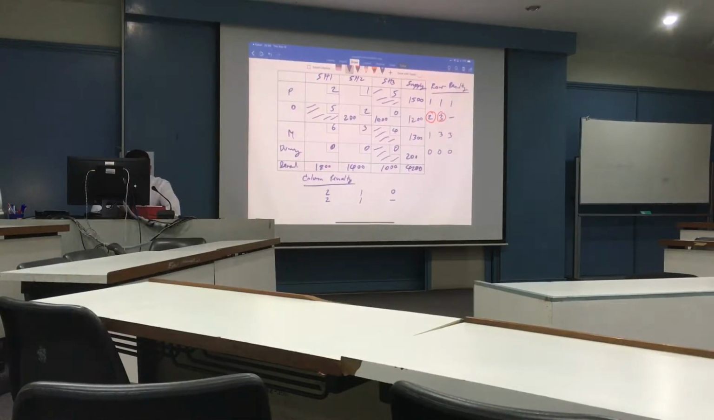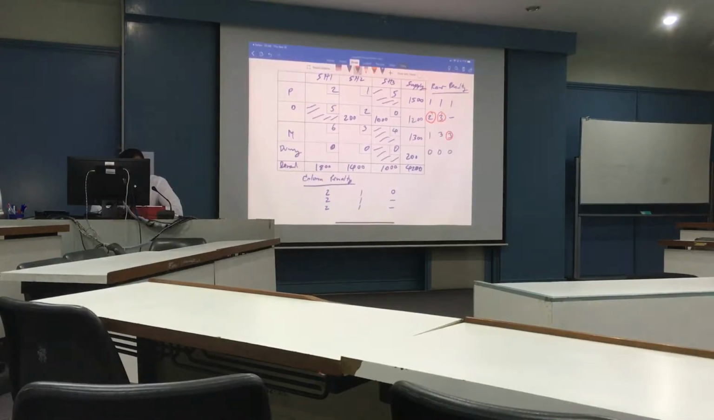How about the first column? It's going to be 0 and 2, difference is 2. Next, 0 and 1 is 1. And this one we don't have it. What next? The highest one is 3 again. We select the third row.